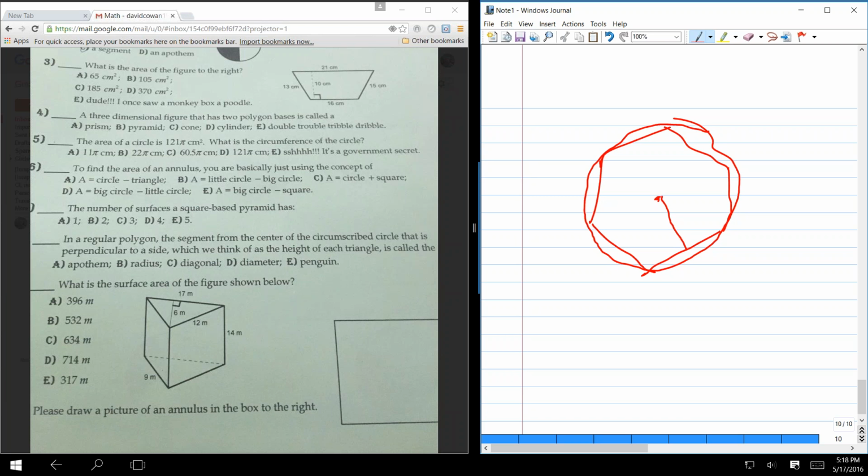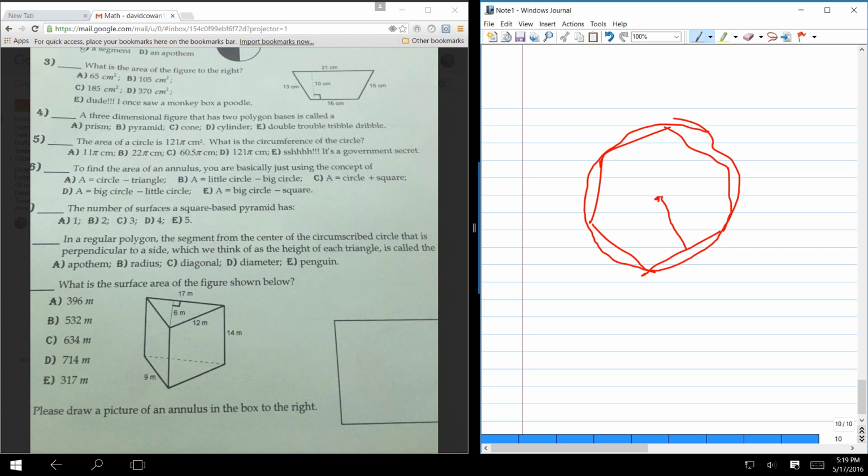Sorry, what's the answer for this one? Is that a radius? I don't think so, because it doesn't go to the outside of the circle. Is it a diagonal? It's not a diameter, and it's not a penguin. It's an apothem.